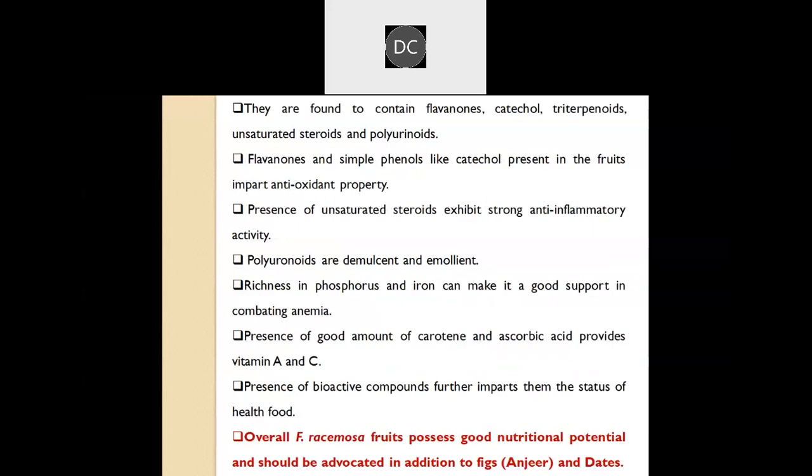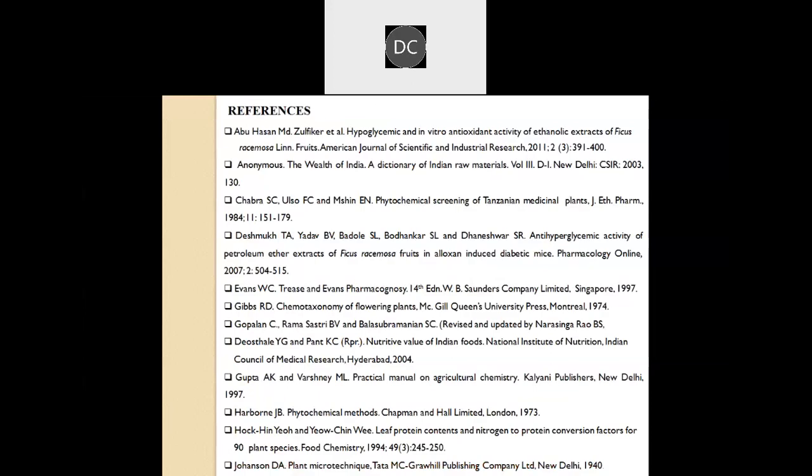They are found to contain flavonoids, catechol, triterpenoids, unsaturated steroids, and polyuronoids. Flavonoids and simple phenols like catechol present in the fruits impart antioxidant property. Presence of unsaturated steroids exhibits strong anti-inflammatory activity. Polyuronoids are demulcent and emollient. Richness in phosphorus and iron can make it a good support in combating anemia. Presence of a good amount of carotene and ascorbic acid provides vitamins A and C. Overall, Ficus fruits possess good nutritional potential and should be advocated in addition to fig and dates.